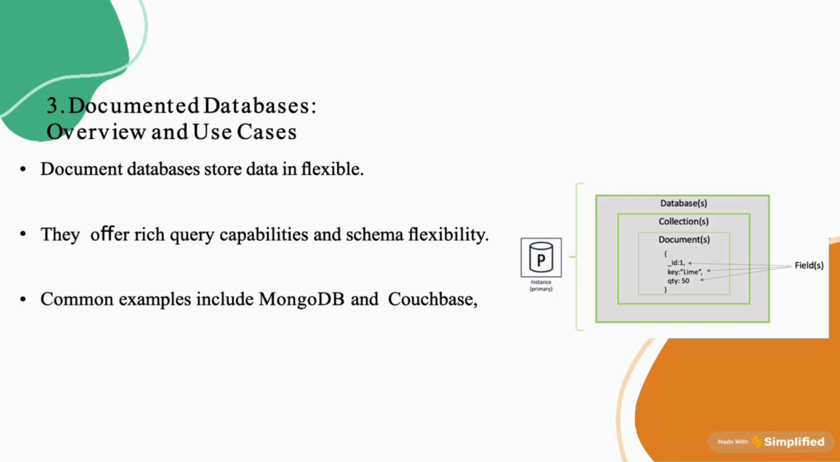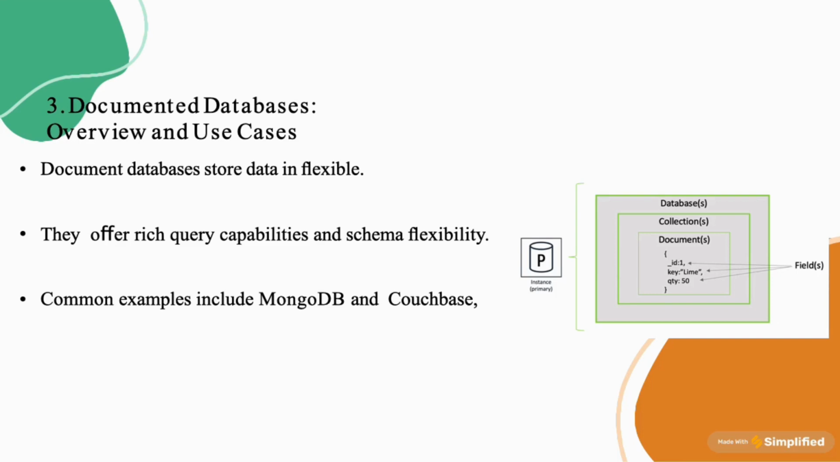Here we have an example for the document type. In the field of the view we have the ID, key, and quality. So it contains the document. The collection of documents forms the collections, and the collections contain the database. Here it is all instance oriented, that is primary.